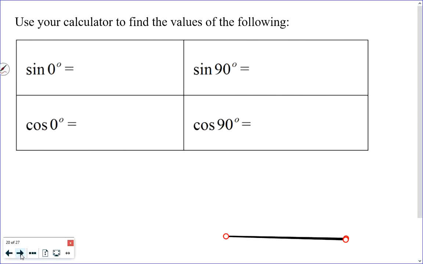Well, I can't really explain why these numbers are going to come out to be what they're going to come out to be, because we can't construct triangles where we have adjacent and hypotenuse relative to 0 or 90 degrees. It doesn't work. But use your calculator, find the sine of 0 degrees, the cos of 0 degrees, the sine of 90, and the cos of 90, and fill it in.